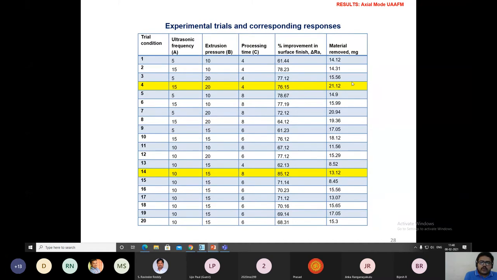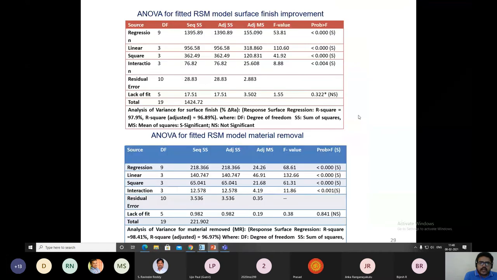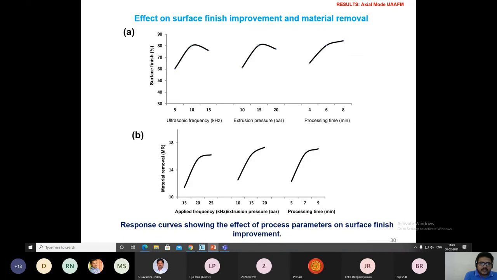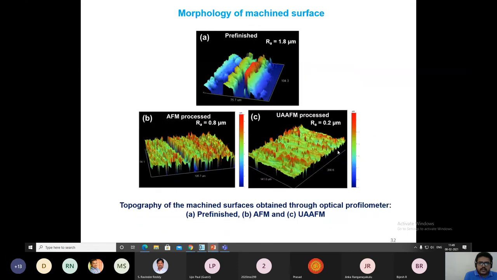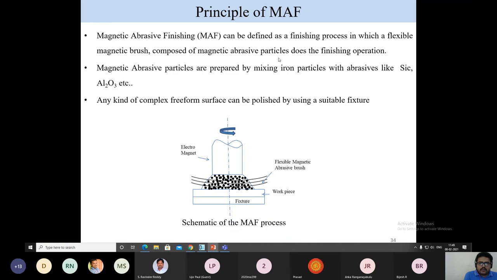So you have saved a lot of time and a lot of money in the corresponding experiments, and you can analyze the ANOVA, the lack of fit, and the regression equations, etc. For three levels and three factors, you are getting 20 experiments when you apply the RSM variant.